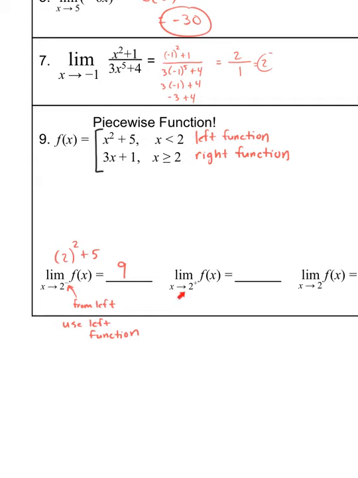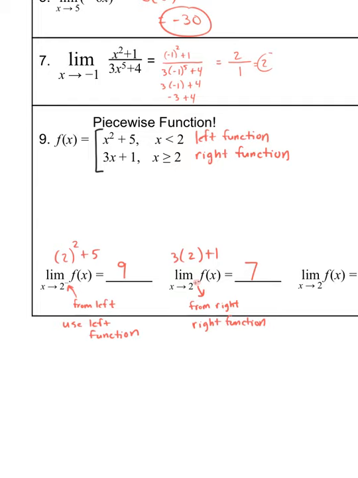Now here, this is x approaches 2, that little plus sign right there. That just means from the right. So I'm going to use my right function. All right, so I'm going to use 3x plus 1. So I'm going to plug in 3 times x plus 1, and I simply plug in 2. All right, so 3 times 2 is 6, 6 plus 1 is 7. So my right limit is 7.